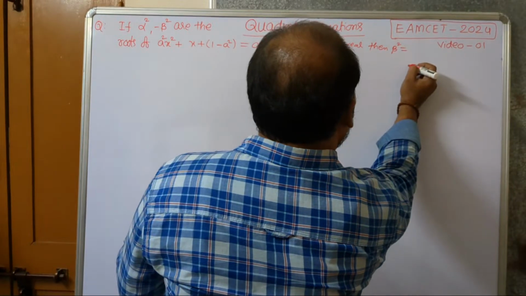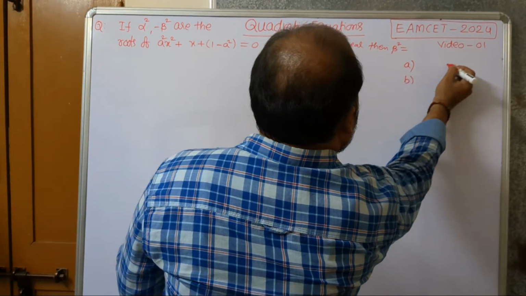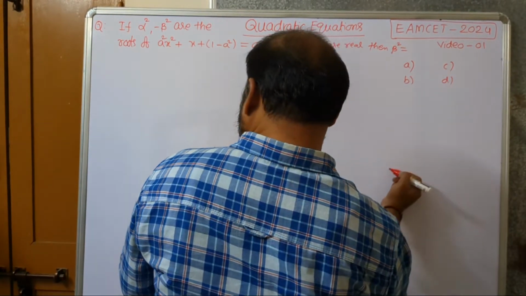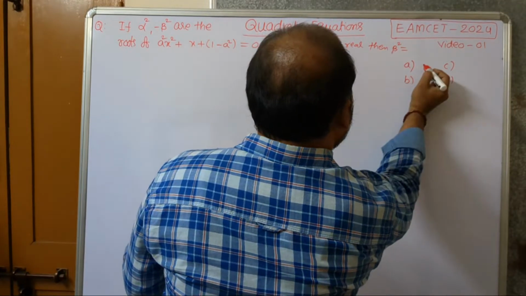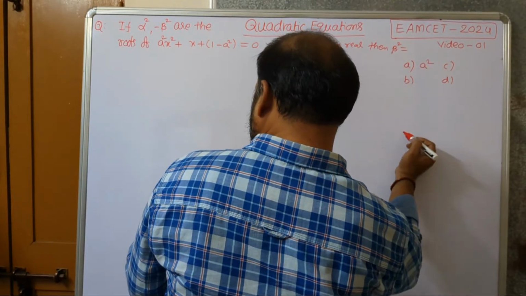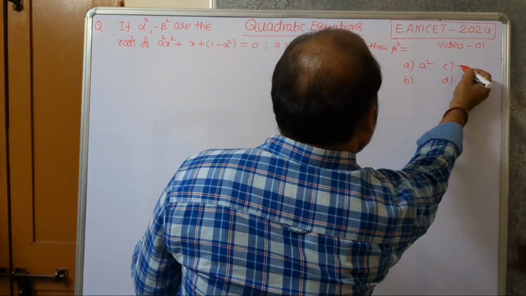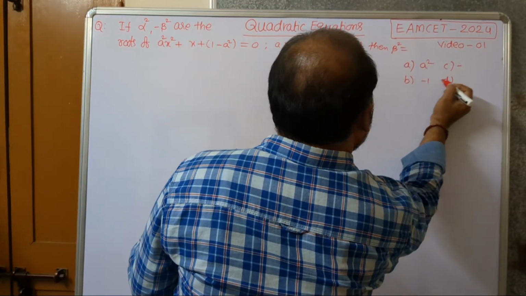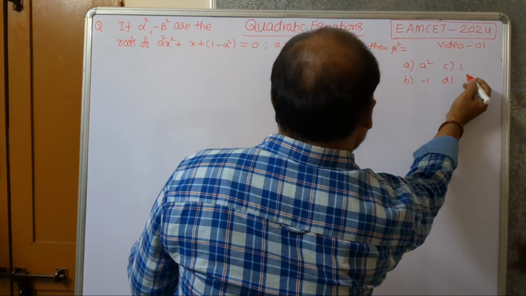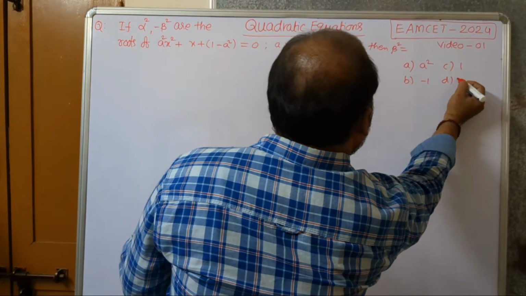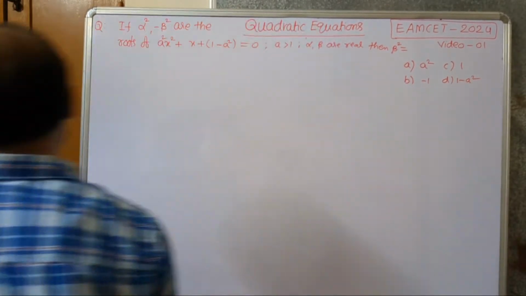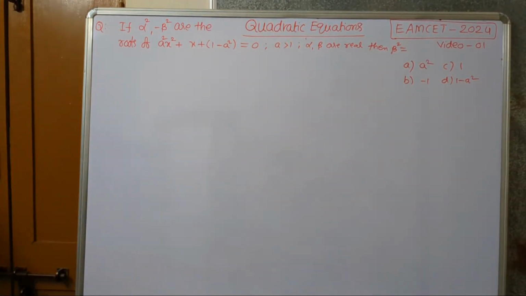So options are provided. a square plus 1, here minus 1, second option. So plus 1, 1 minus a square. So these are the options provided, dear students.